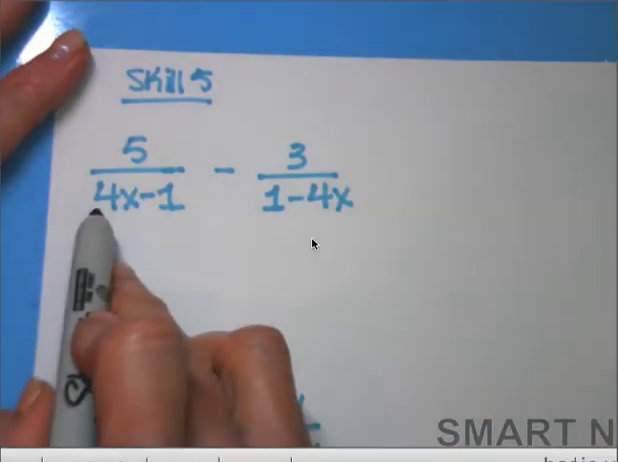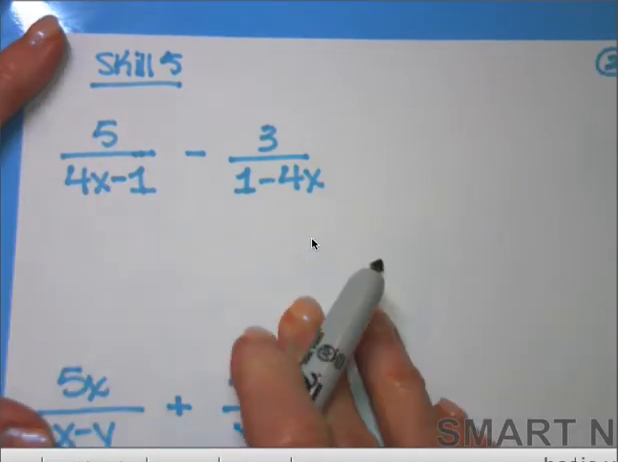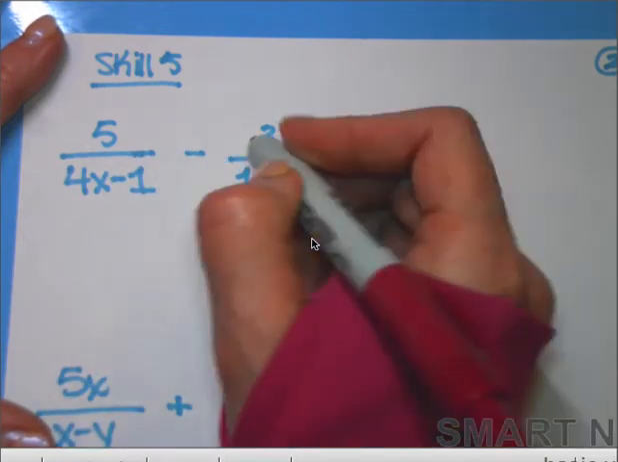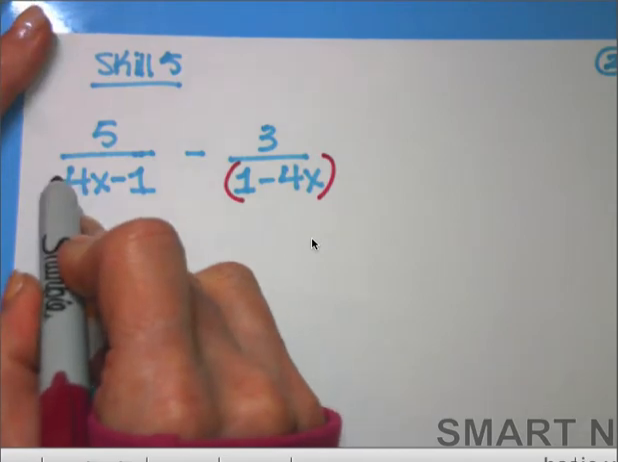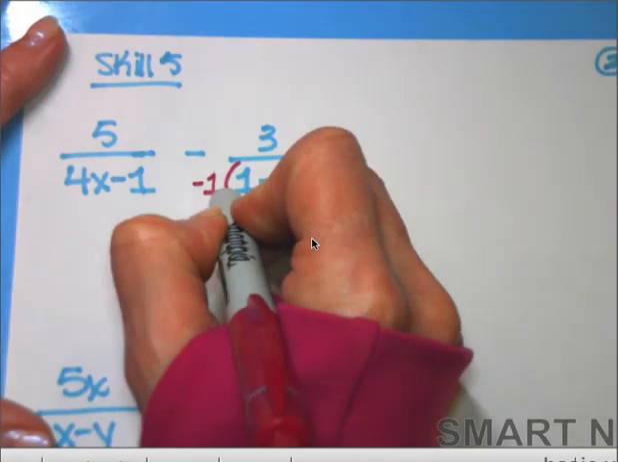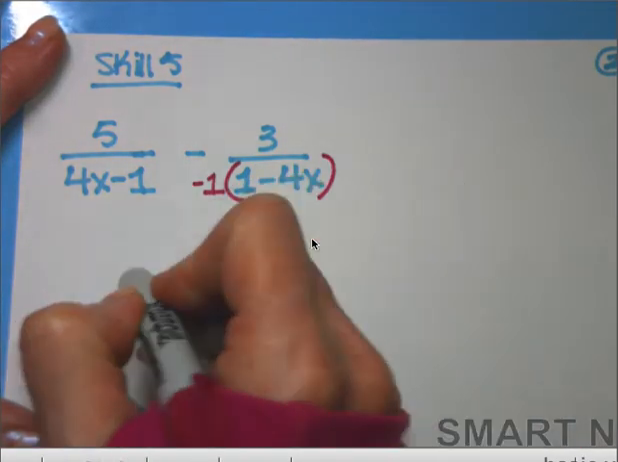Here you can see that the denominators are differing by that factor of -1. The two expressions are being subtracted. So if I were to think of letting the first expression take the lead and become my common denominator, I would introduce that factor of -1 into the problem. My denominator is going to be 4x minus 1.